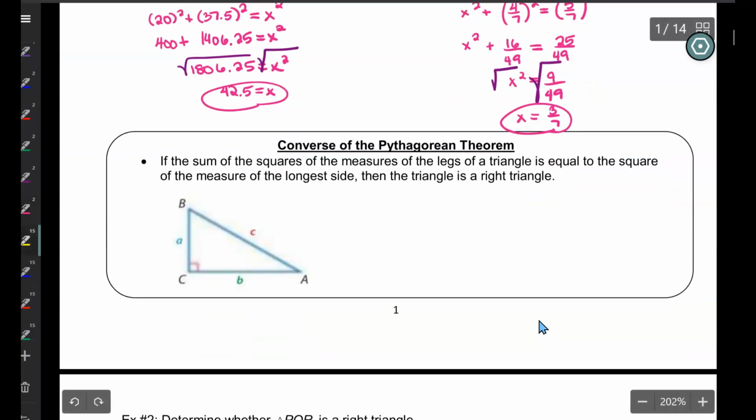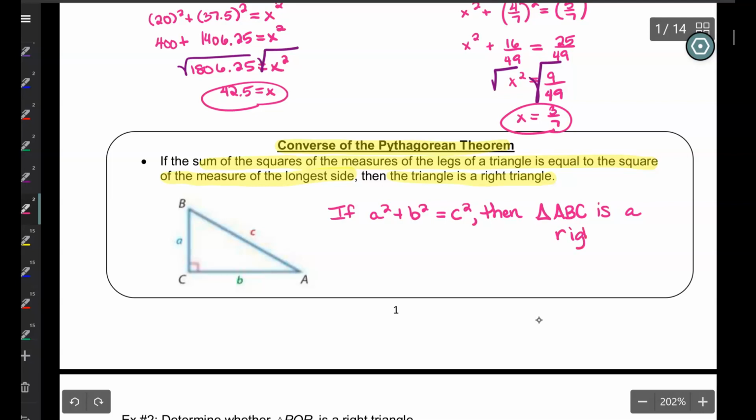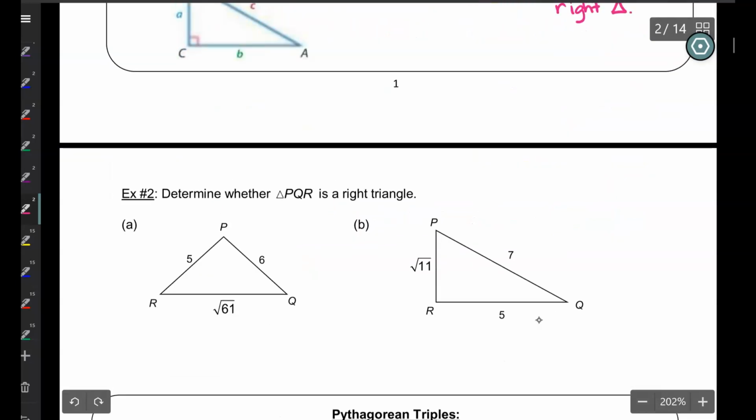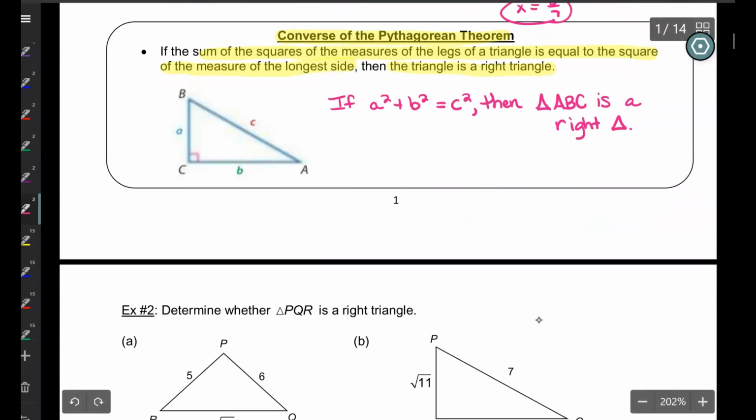Okay, so now our converse basically says, if the sum of the squares of the legs of a triangle is equal to the square of the longest side, then our conclusion is the triangle is a right triangle. So if A squared plus B squared equals C squared, then triangle ABC is a right triangle. And again, C always has to be the longest side.